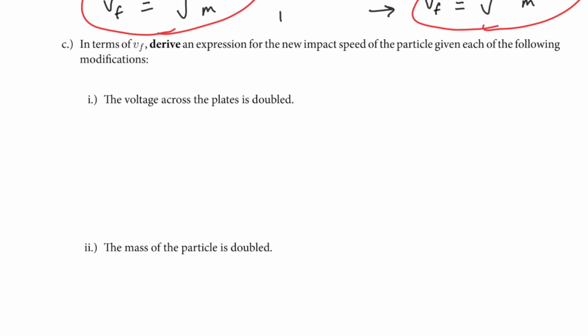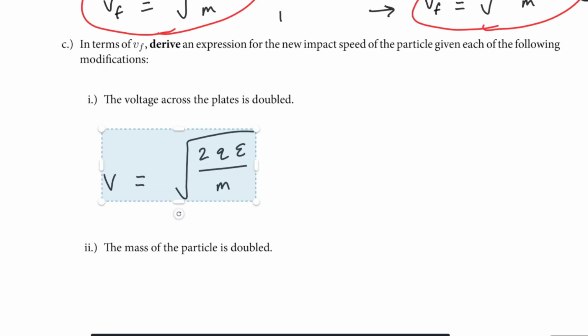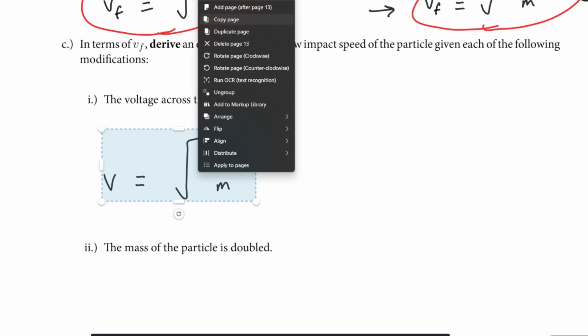All right, now just a quick ratio question to fill out the page here. So in terms of VF, derive an expression for the new impact speed in terms of each of the following, so after each of these modifications. So the voltage across the plates is doubled. So our expression for V was the square root of 2 times Q times epsilon divided by M. So again, epsilon is the plate voltage. So we're just looking at what doubling that does to V in each case.